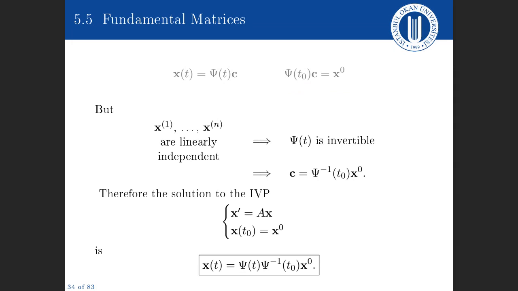That means that the solution to the initial value problem, x prime is equal to Ax with the initial condition x at time t0 is x0, we can just write as x of t is equal to psi of t, psi inverse at t0, x0. Okay, we'll come back to that later. We'll be using that particularly next week.